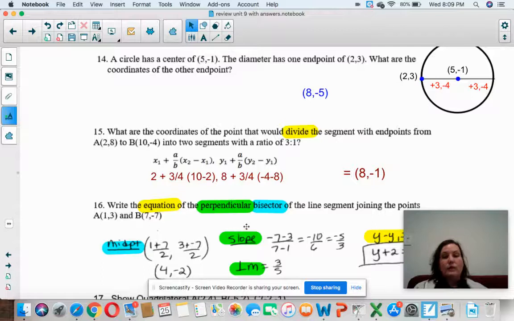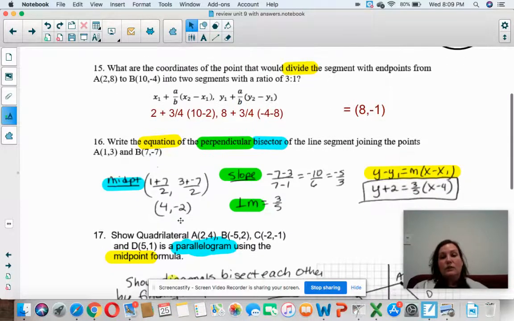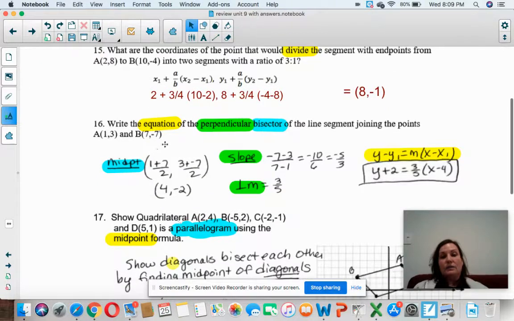16, rather, is another equation of the perpendicular bisector. So I have everything highlighted just like I did before. Equation of a line is y minus y1 equals m parentheses x minus x1. A bisector is the point in the middle, the midpoint, so you need to find the midpoint. I add the x's, divide by 2. I add the y's, divide by 2, and my midpoint is 4, -2.